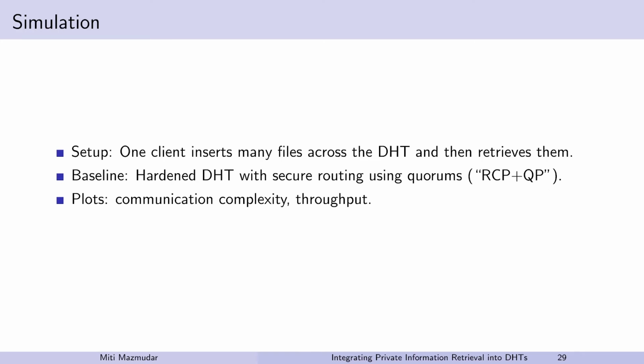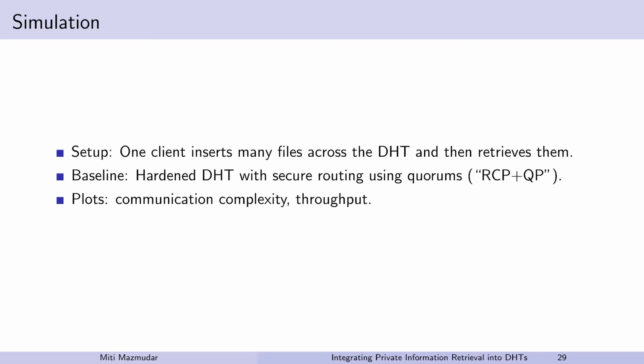So we have simulated our system and compared it to the best related work as well as baselines. In this talk, I'll focus on the DHTPIR simulation in contrast with the baseline of a hardened DHT, that is the RCP and the QP protocols as applied to routing entries over quorums, but no privacy over file retrieval queries. We've assessed the scalability of our system as more blocks are stored across the DHT, as well as with increasing numbers of peers and larger quorums.